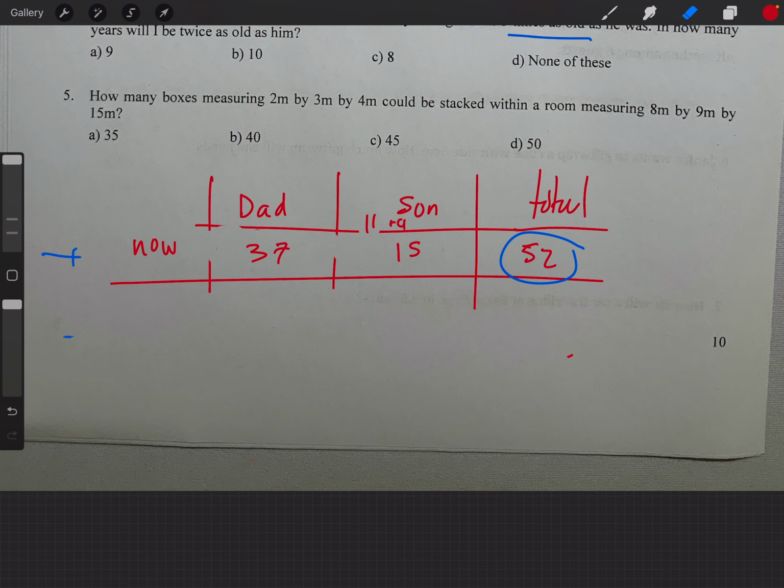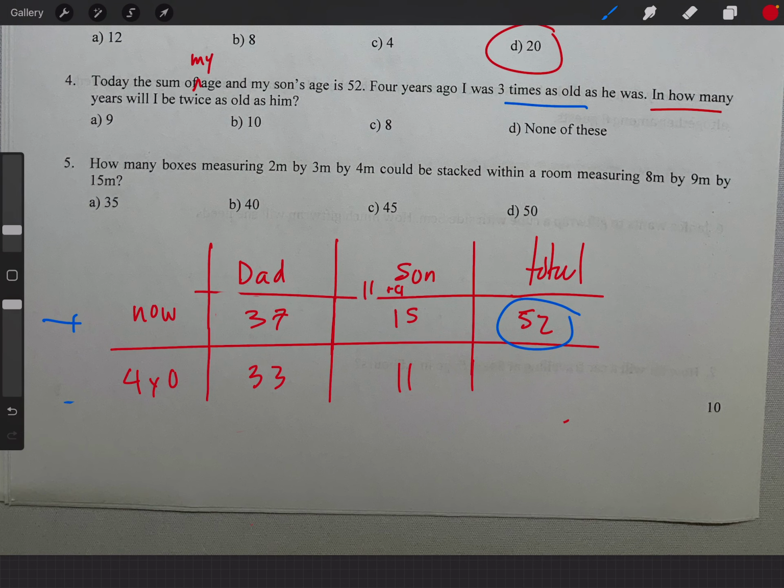Now, let's check to see if it's correct. So 4 years ago, let's put this one back in. We know the numbers now. 4 years ago, the dad would be 33 and the son would be 11. And obviously, the dad is 3 times older than the son, which makes sense. Now, it says, in how many years will I be twice as old as my son? Twice, huh? I think it's 3, but we'll just double check.